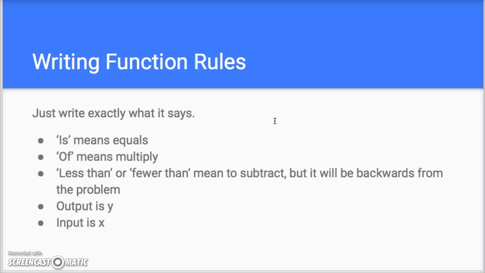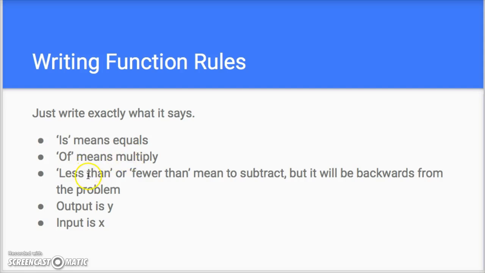Now, a couple words and what they mean. Okay, the first one, if you remember, the word is means equals. So anytime you see the word is in these sentences or phrases, you're going to replace it with an equal sign. The word of means multiply. Same thing, replace the word of with the multiplication symbol.